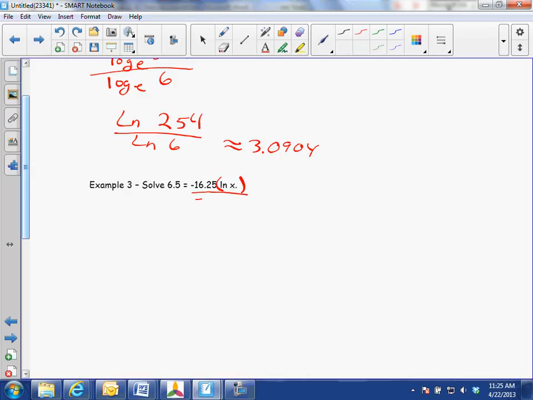No, that's right. Okay, so then we end up with negative 0.4. So I got rid of that anyway. Divided by. Divide by what?